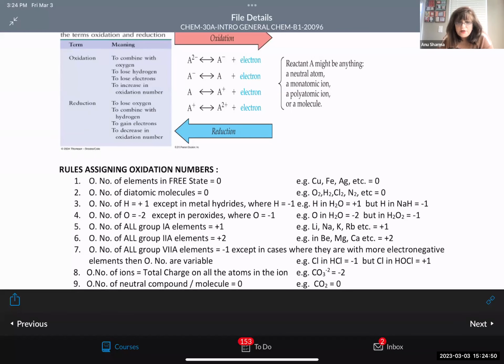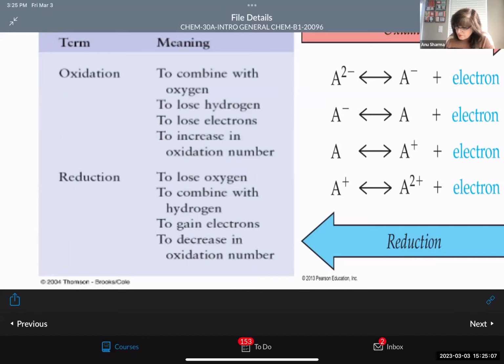Okay, next we are looking at the homework questions on the oxidation and reduction reactions, known as redox reactions. There are some rules that relate to oxidation and reduction. First of all, what is oxidation and what is reduction? Let's do a quick review.